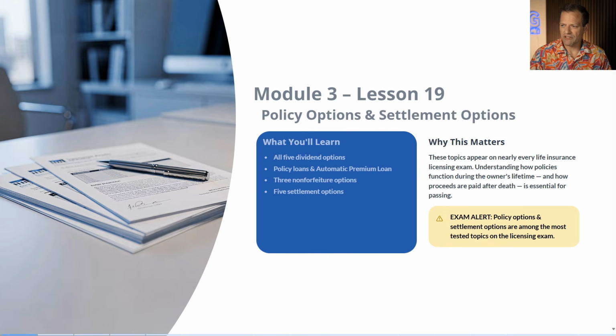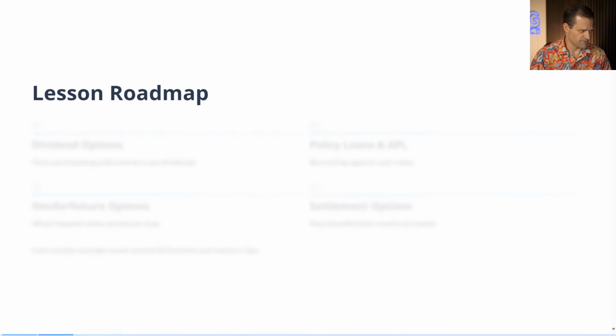Okay, in today's lesson, we're going to talk about policy options and settlement options regarding life insurance plans. So what you're going to learn are the 5 dividend options associated with life insurance, the policy loans and automatic premium loan provisions, the 3 non-forfeiture options, and the 5 settlement options. So this stuff shows up on the exam a ton, and you really need to understand how all this works. Lots of information, but we're going to jump right in and get them done.